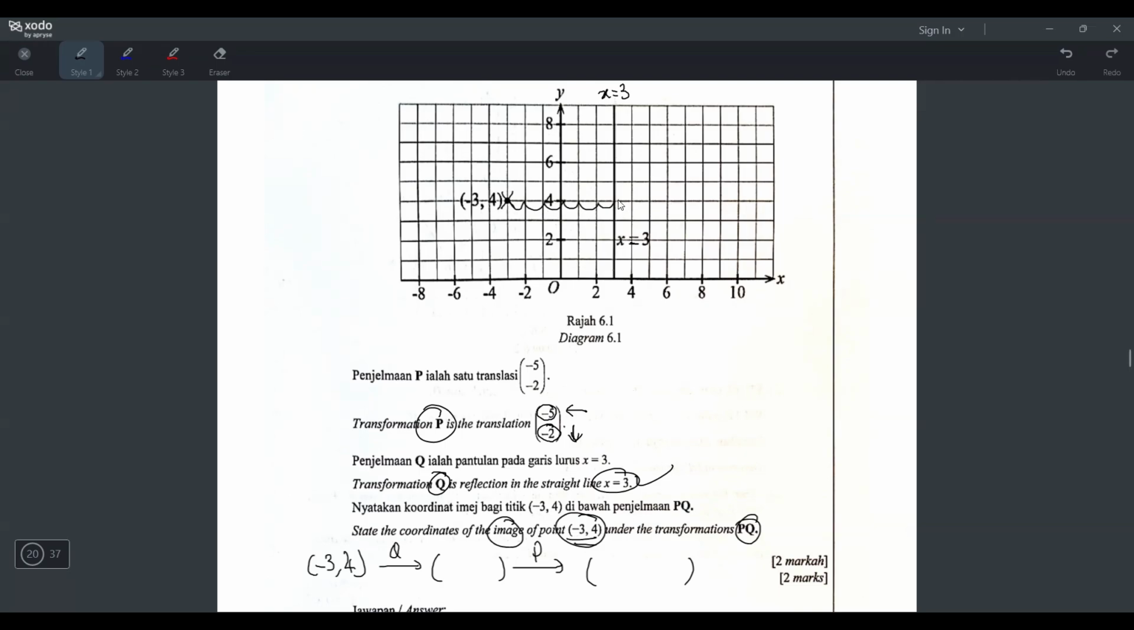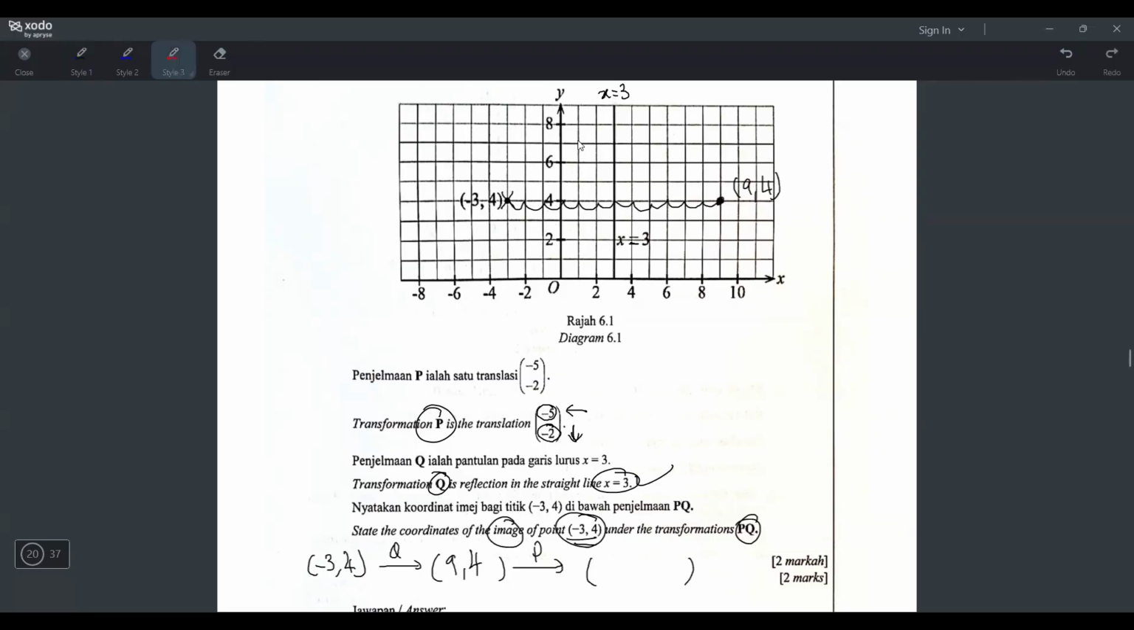So after you reflect, it will be 6 units away from the line also. 1, 2, 3, 4, 5, 6. This is the first image, 9, 4. But it's not the final answer, it's the first image. Now you have to continue to do transformation P. Transformation P is (-5, -2). That means I have to move from 9, 4 to the left 5 and then go down 2.